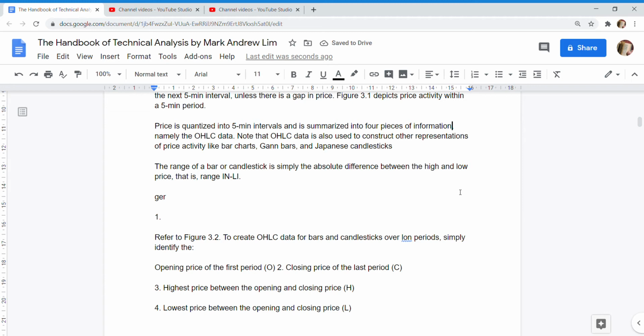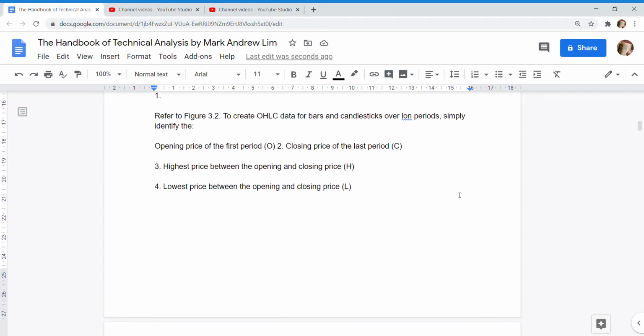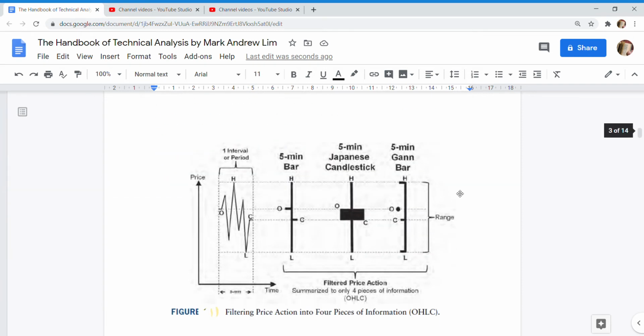Note that OHLC data is also used to construct other representations of price activity like bar charts, Gann bars, and Japanese candlesticks. The range of a bar or candlestick is simply the absolute difference between the high and low price, that is, range = H - L. Refer to figure 3.2. To create OHLC data for bars and candlesticks over long periods, simply identify (1) the opening price of the first period O, (2) the closing price of the last period C, (3) the highest price between the opening and closing price H, and (4) the lowest price between the opening and closing price L.